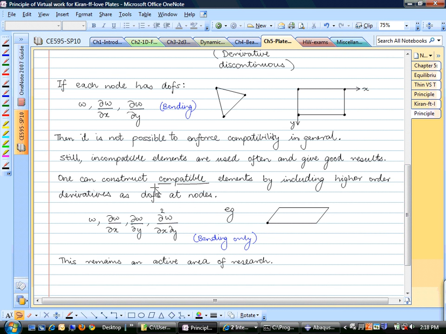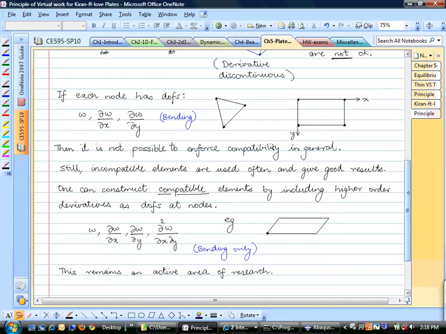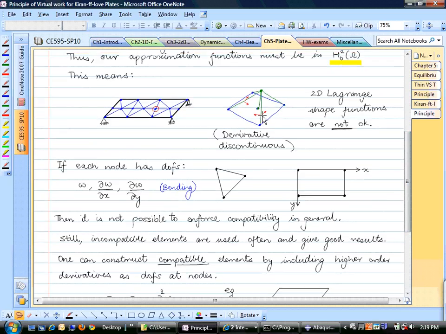In general, to construct a compatible element, you would have to include higher order terms like this. So each node would have degrees of freedom for W, the 2 rotations, and the bending directions. And actually, there's a lot of literature on these types of shell elements, and there's a lot of research also going on right now to construct these types of elements, which would have derivatives that are continuous along these edges.